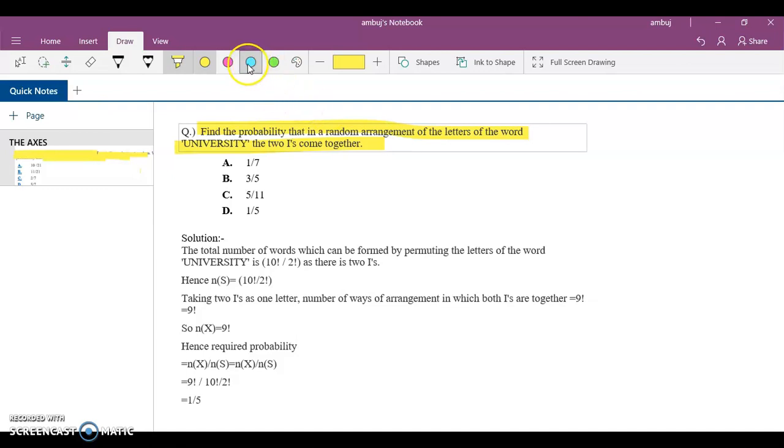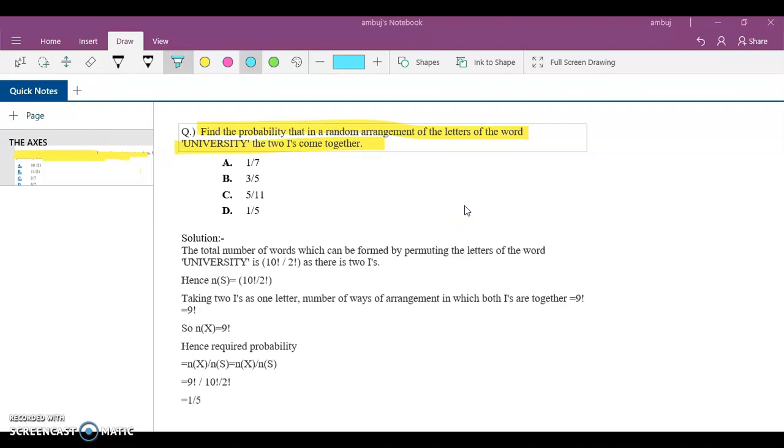In all types of questions of random arrangement of letters of a word, you just need to find the length of the word. In this case, the length of university is 10, and you just need to count all those letters that are repeating. Here, I is repeating twice. So our ns, that is the total number of events that can happen, is 10 factorial divided by 2 factorial. But suppose you have another word, suppose that consists of 2 i's and 2 s's.